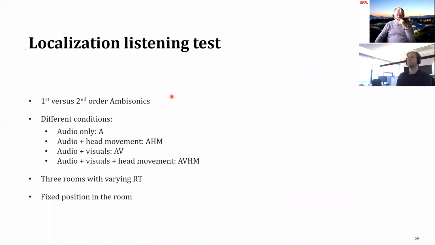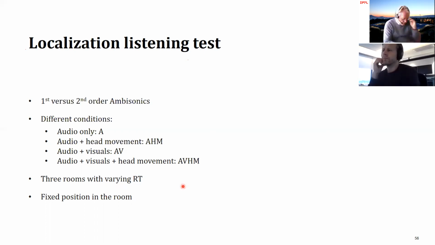We did various listening tests to assess the quality of this system, but I'll just tell you about this one, the localization test, where we compared using first versus second order ambisonics, and we presented the stimuli under different conditions: presenting only the audio, presenting the audio but allowing head movement or head rotation, doing head tracking, presenting the audio and the visuals, and then presenting the audio and the visuals and allowing head movement. We studied the localization, that is trying to find out where sound is coming from in space, for 3 different rooms with different reverberation times, around 0.6 seconds to 2 seconds, for a fixed position.